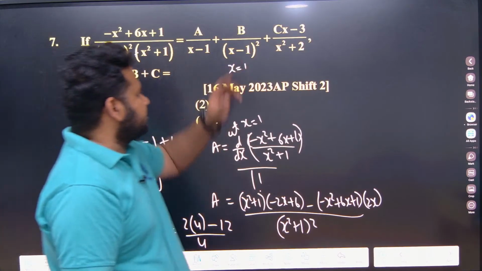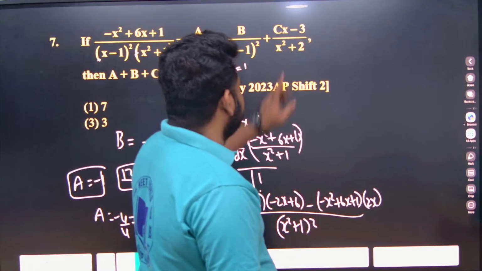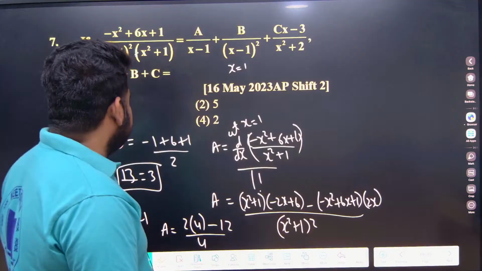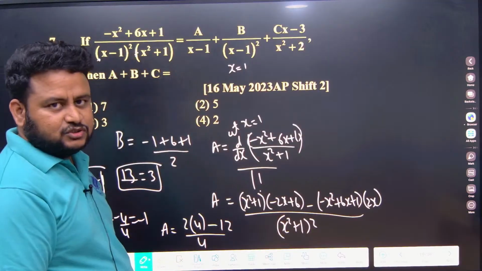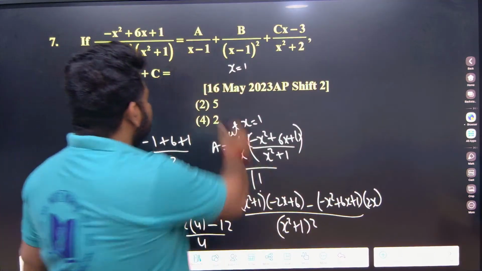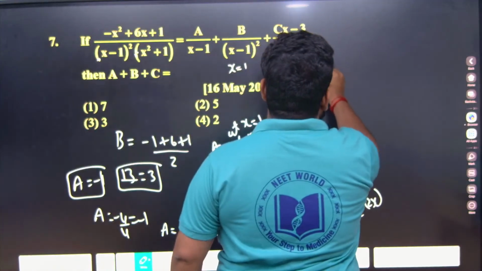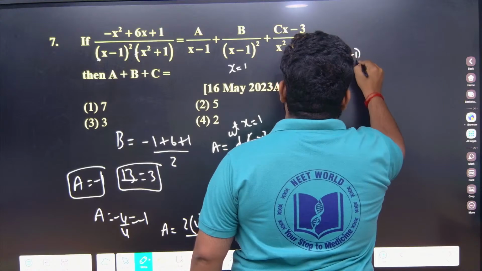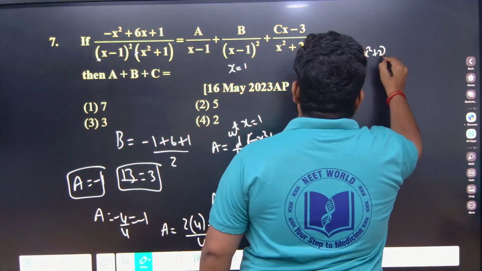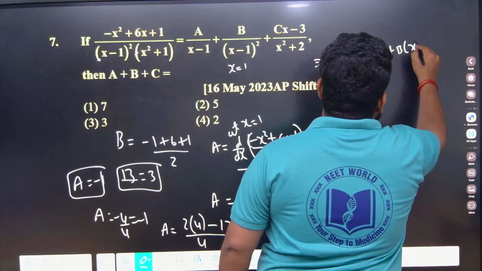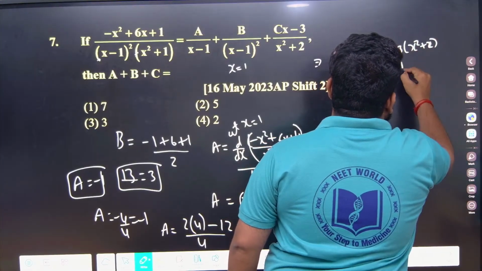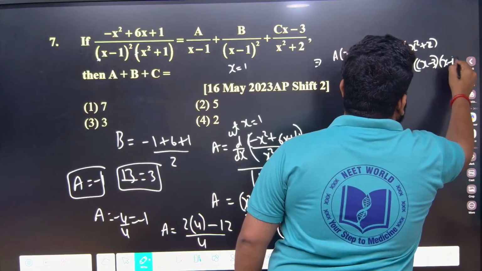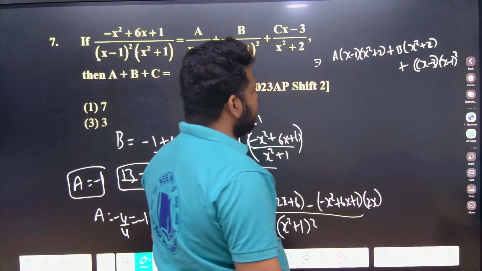Now cx minus 3 by x square plus 1, this is what is given. To find out c, directly I cannot use any shortcut here. So for this, let us use the comparison method. On taking the LCM, I will be having a into x minus 1 into x square plus 2, plus b into x square plus 2, plus cx minus 3 into x minus 1 whole square.